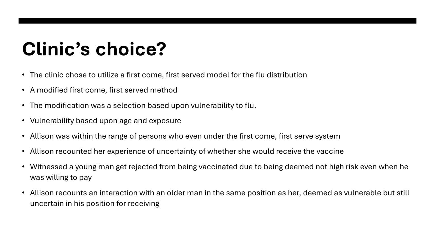And as we go through the case, she recounts her experience of uncertainty whether she would get it, being number 63 in line, and the supply was uncertain. She also saw a young man being rejected even though he got there earlier than her. He was rejected from being vaccinated because he was deemed not high risk and not vulnerable, even though he was willing to pay. He also comes into interaction with an old man in the same position, being vulnerable but uncertain of receiving the vaccine. And this is the choice of the clinic and the nurses.